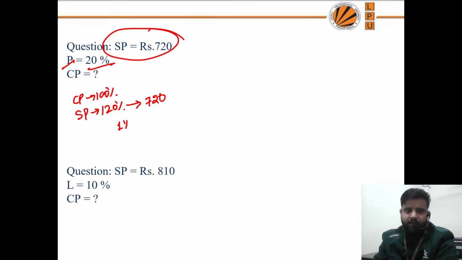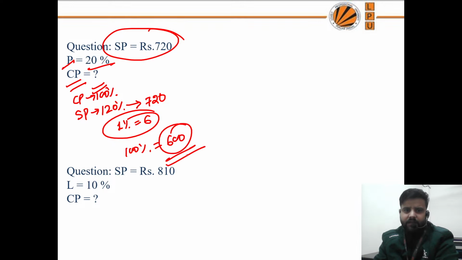So from here, the value of 1% would be 6, isn't it? Question is asking you CP. CP is 100%. If 1% is 6, so the value of 100% would be 600. So that is the answer for the first question.